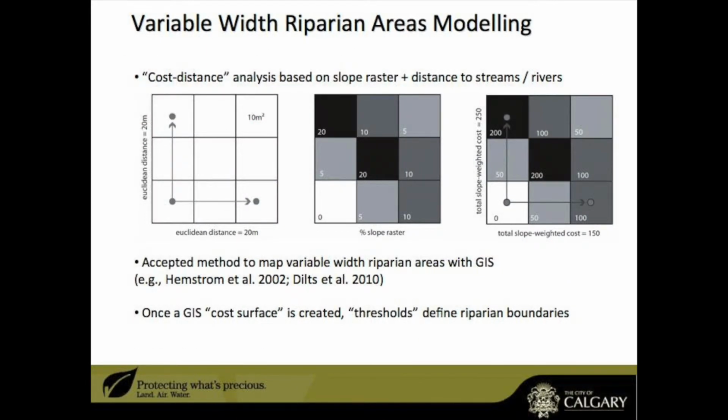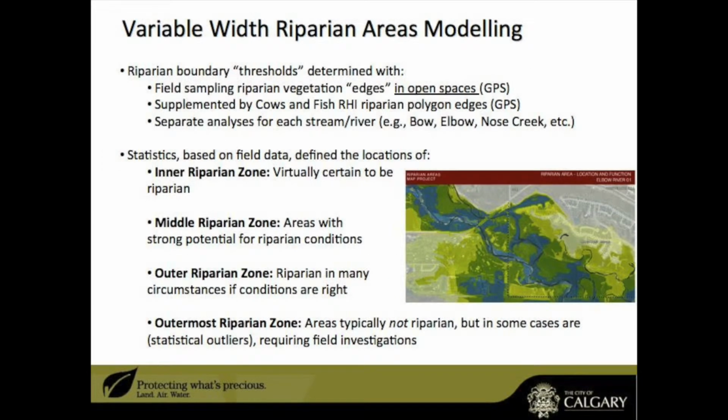The cost surface is based on how much slope is being added up as you're moving away from the river. This is an accepted method to do this. We drew from various other researchers that have done similar things in the United States. Once that GIS cost surface is created, though, you need to decide what the thresholds are, because that's just a continuous surface. What are the thresholds that actually are the riparian boundaries? So how do you know where those riparian boundaries are?